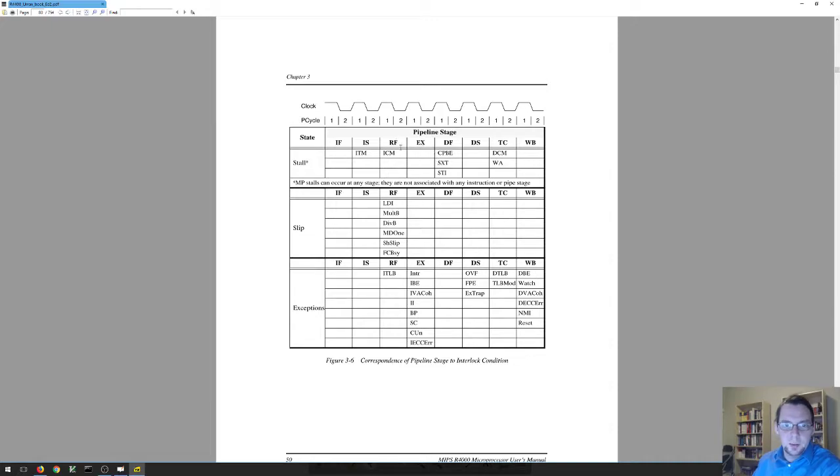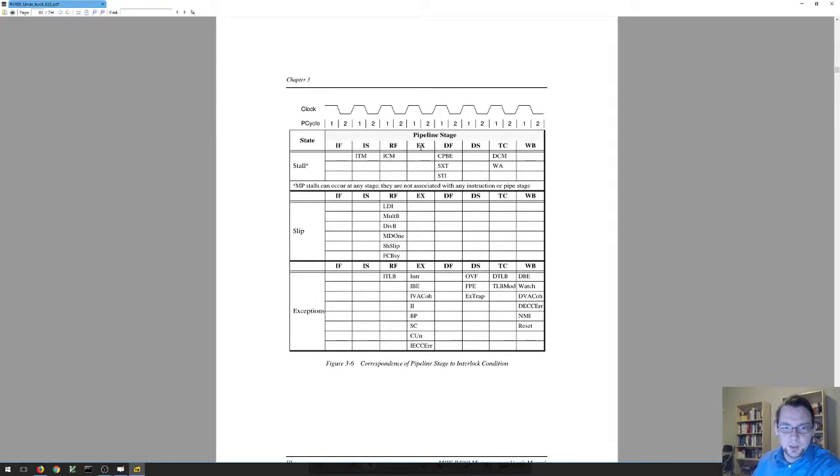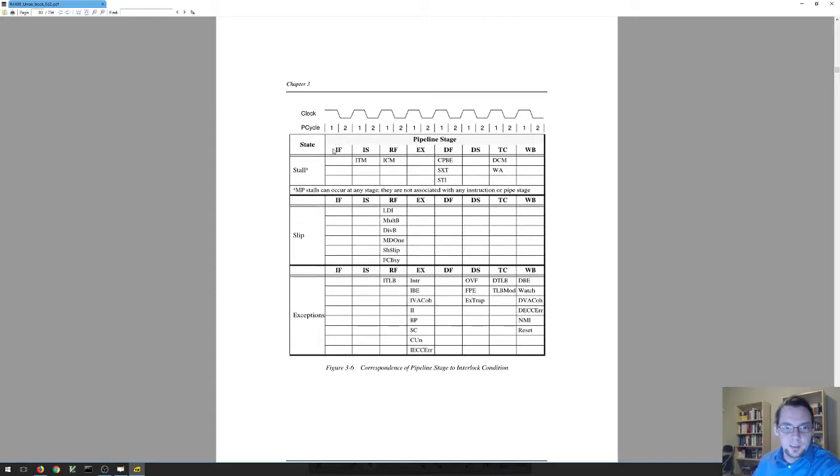Because they actually have the pipeline here, I don't have to draw this out. Execute is here, this is instruction fetch first and second, decode and register file access is here, execute, data first, data second, tag check, write back. The loads actually happen in here, data first, data second. After the end of the data second cycle, the data is known. We've fetched the data from memory.